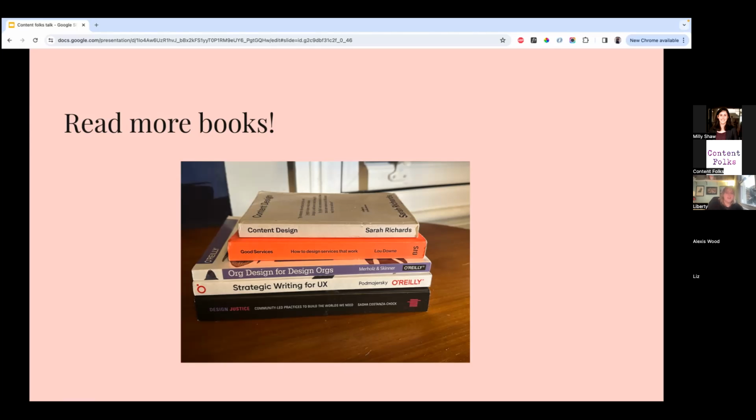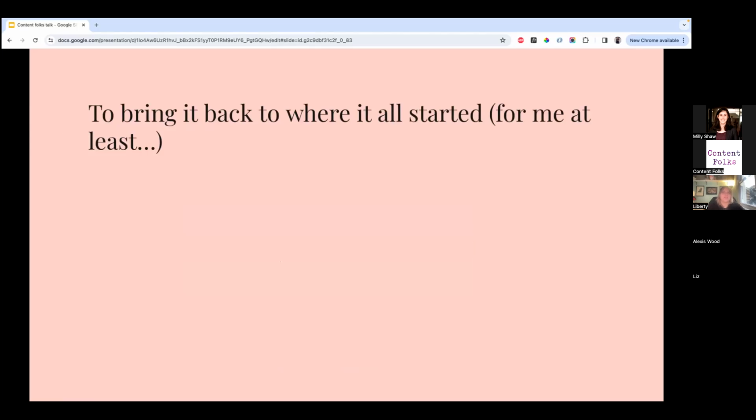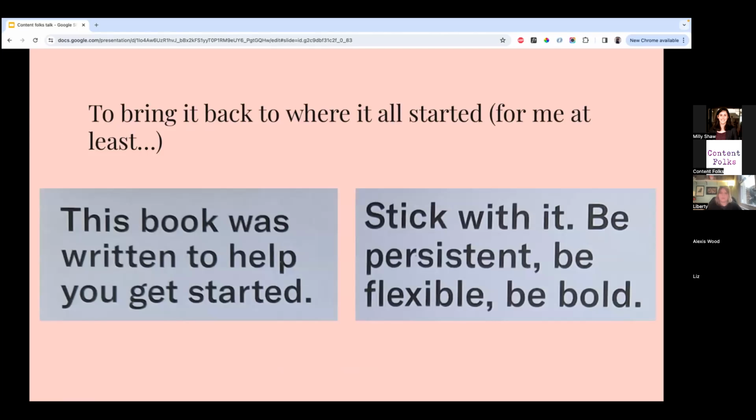So I'm nearly at the end. Just to bring it back to where it all started, for me at least, which was with Sarah's book Content Design in 2017. She really does hint at this complexity at the end of the book. Normalizing the type of work that she describes in that book, which is what we all love to do and what we probably got into content design to do, and making it more possible is really difficult. You need to be persistent, you need to be flexible, or as I would say, pragmatic, and you need to be bold. And that's why I think that books, and for me particularly this book, are such a great introduction to content design.